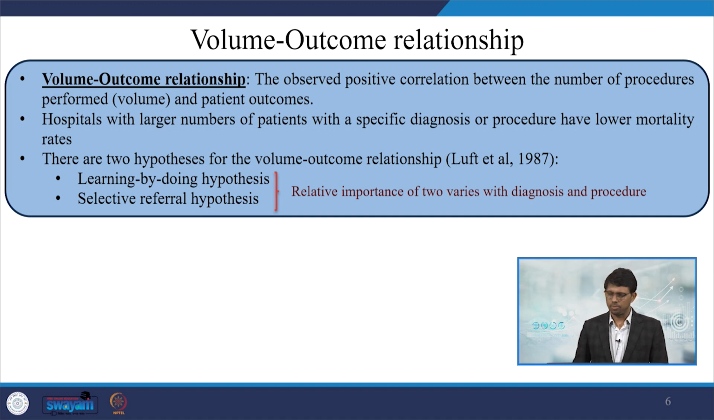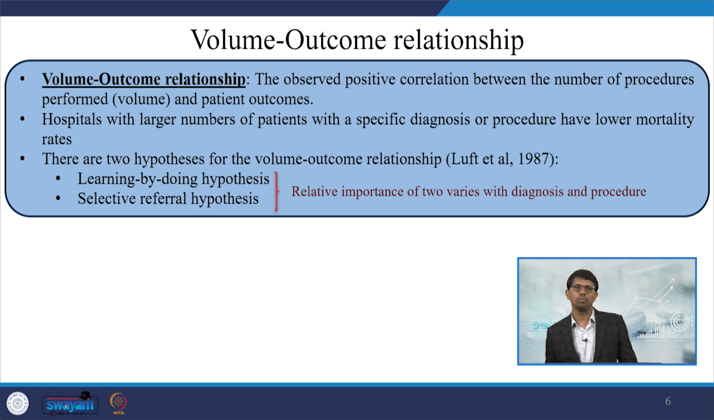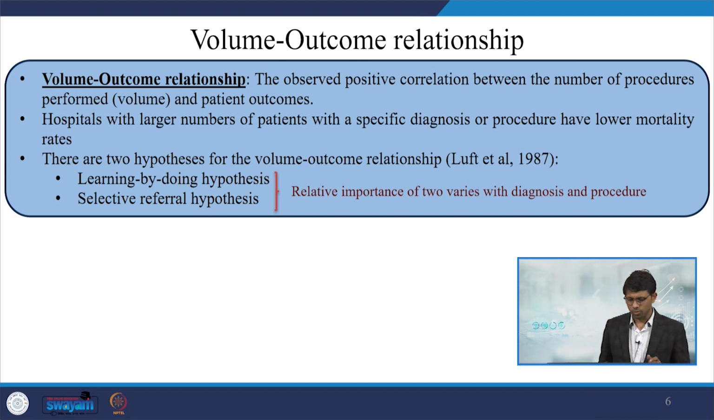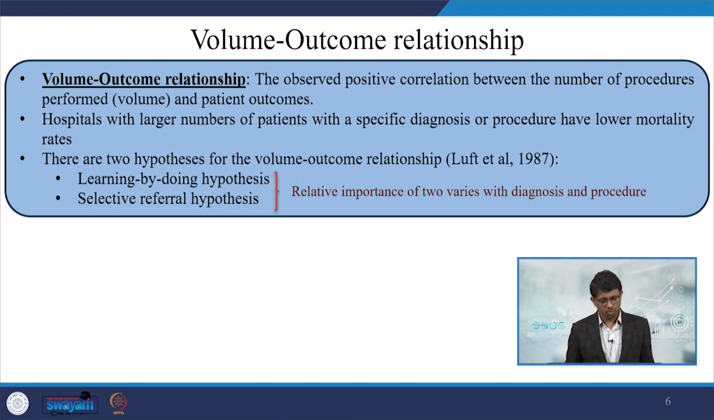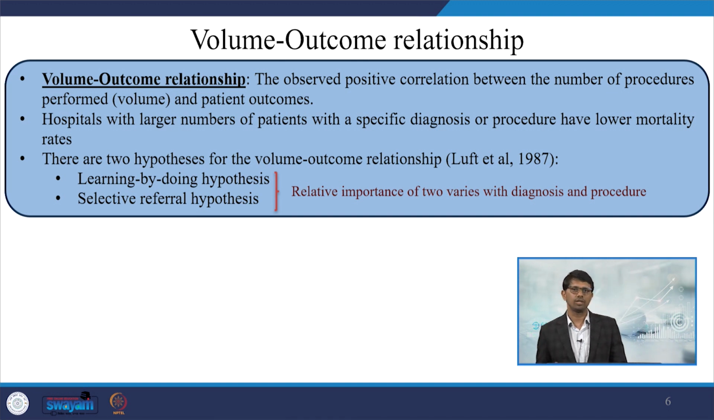Two important hypotheses in this relationship are called learning by doing and selective referral. In learning by doing, we know that the more the involvement, the more the patient dealings or experiences there are, the more robust the system becomes, and then more learning is expected. And sometimes another aspect defined in the volume output relationship is selective referral.